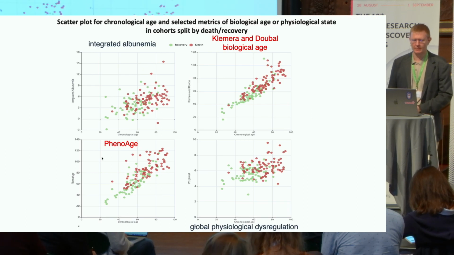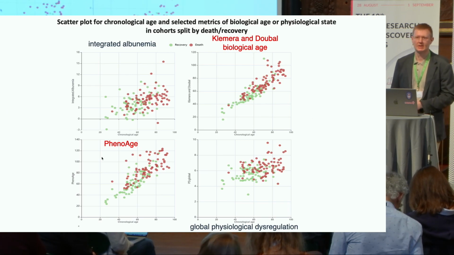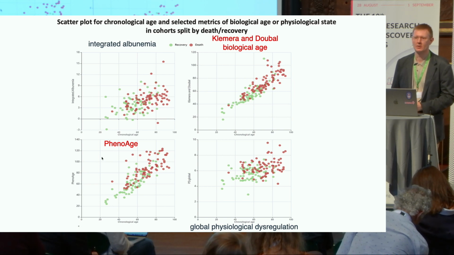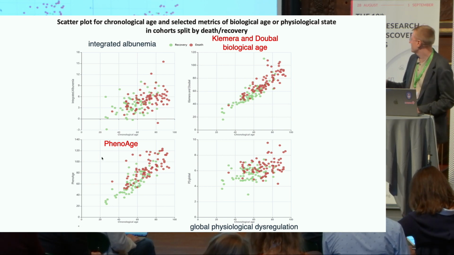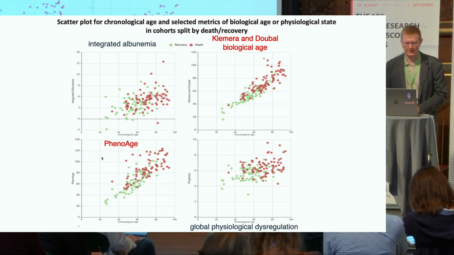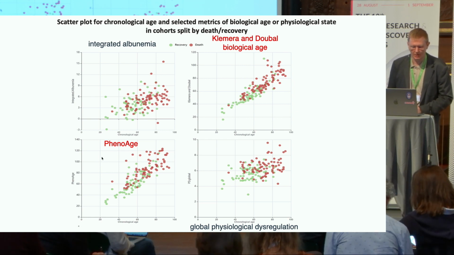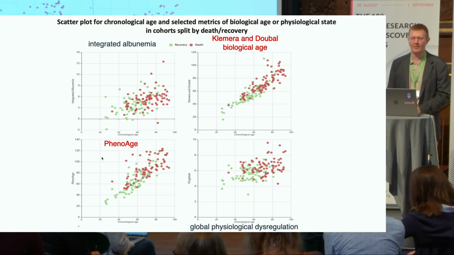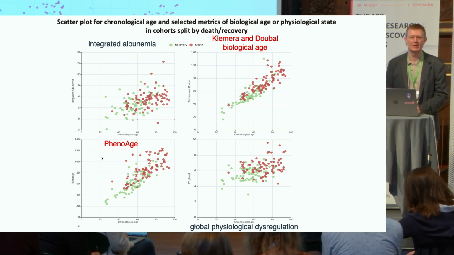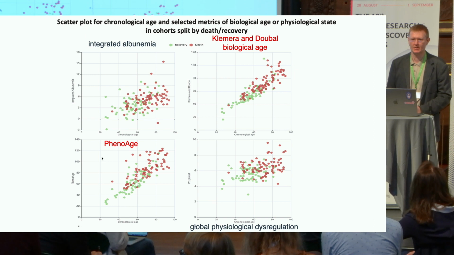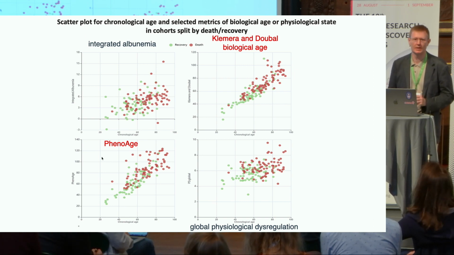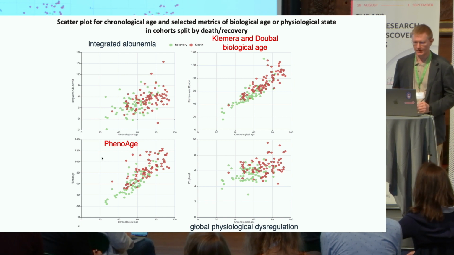We used 6 kinds of blood clocks in this experiment, and I presented only 4 on this picture, and we could see that Klemera-Doubal biological age and PhenoAge are very accurate in predicting the severity and mortality of COVID patients at the start of treatment in the clinic.